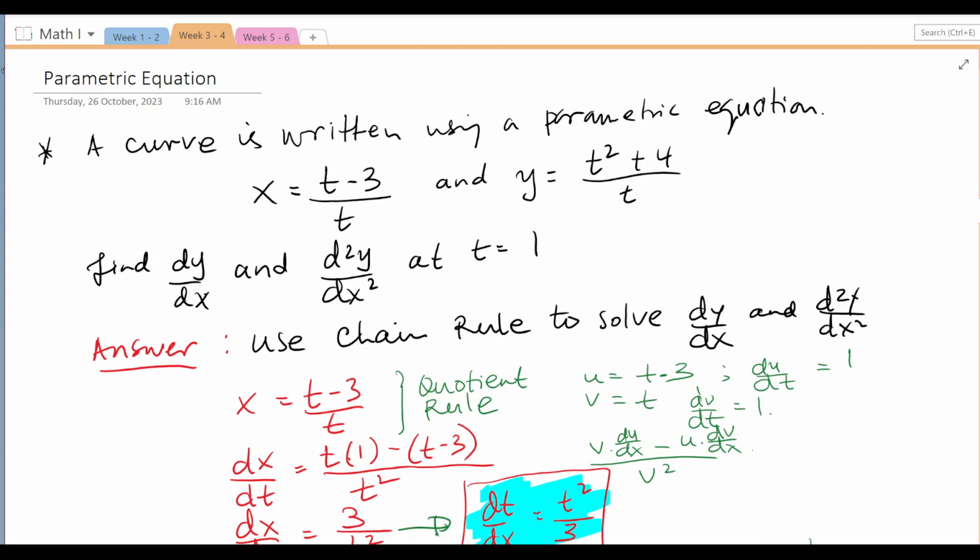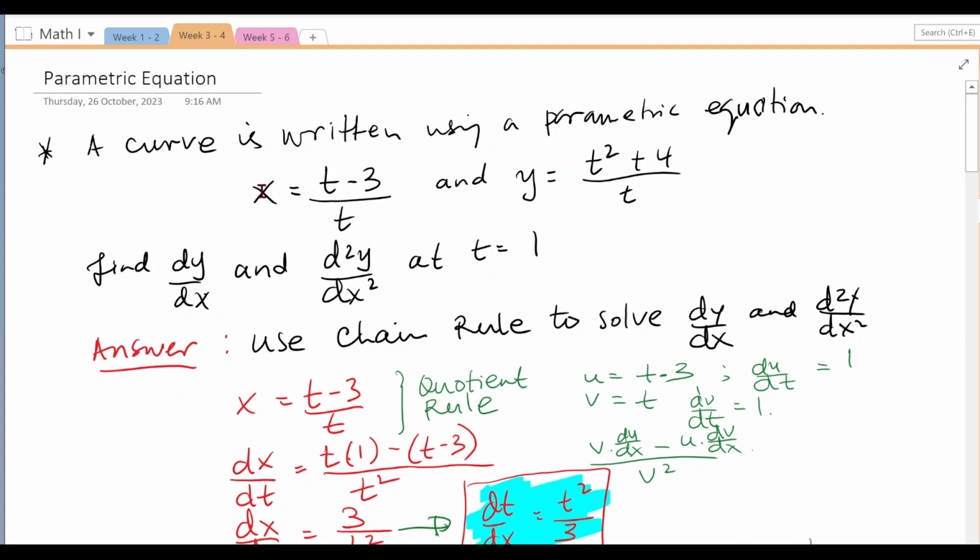Okay, let's do a couple of examples on parametric equations. Typically a parametric equation is given in the form of a third variable. In this case, for example, a curve is written using parametric equations x equals (t minus 3) over t, where t can usually be time, and y equals (t squared plus 4) over t. The question is to find the first derivative dy with respect to x and the second derivative with respect to x at t equals 1.